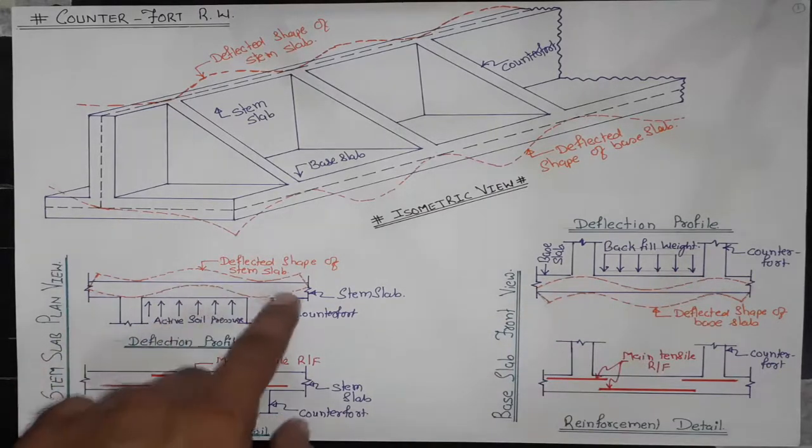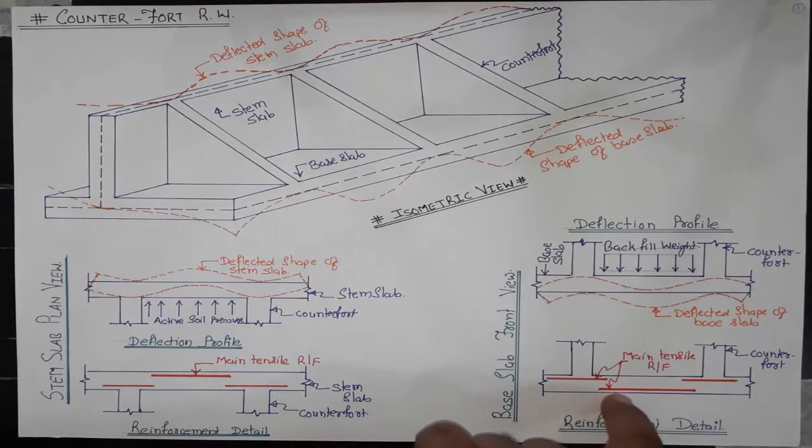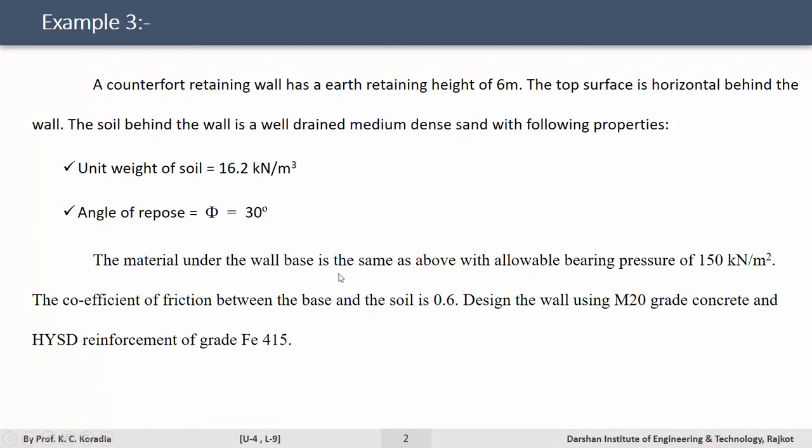We can interpret from the deflection curve the location of main tensile reinforcement in stem slab as well as in base slab. In last lecture, we started designing of counterfort retaining wall using these data. We were supposed to retain an earth mass of height 6 meter.